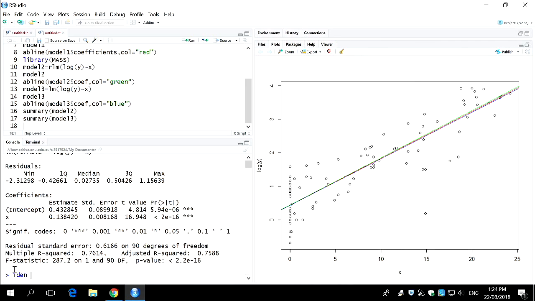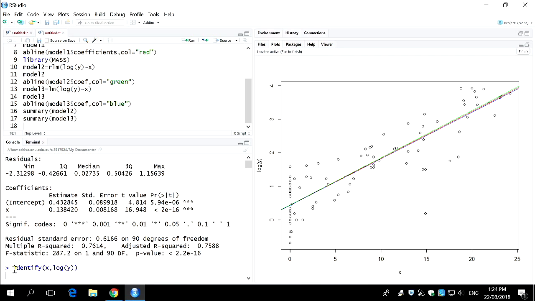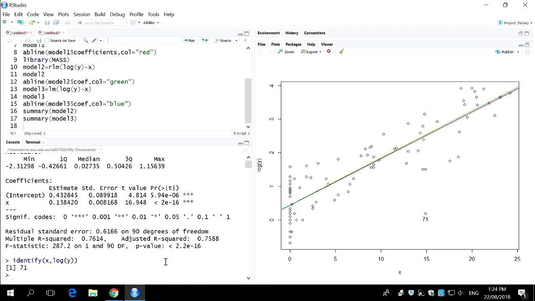So I'm going to go identify x and log y. As soon as I do that, you'll notice I don't get the cursor back and my mouse changes to a little crosshairs over here. I click this guy, bang, then I hit escape to finish. That's rat number 71.